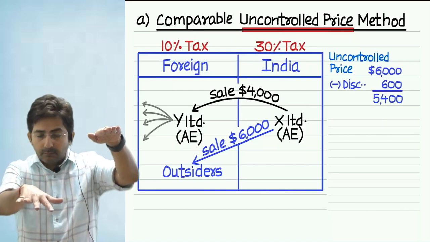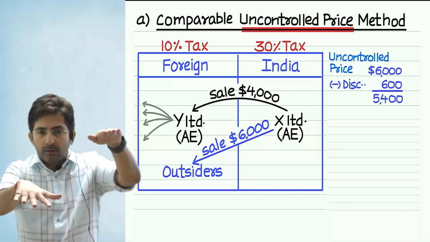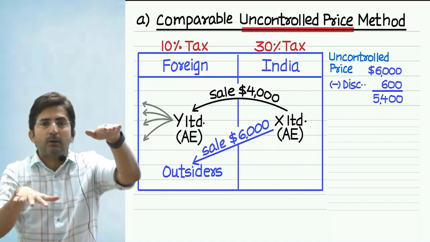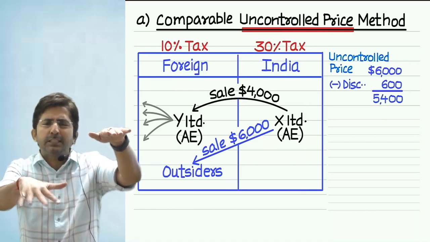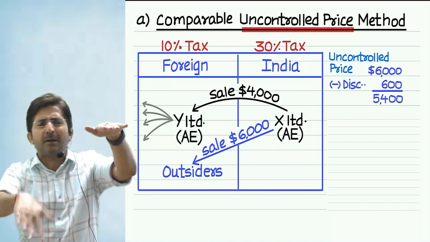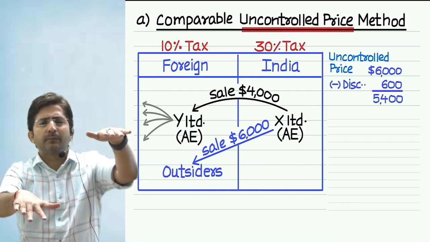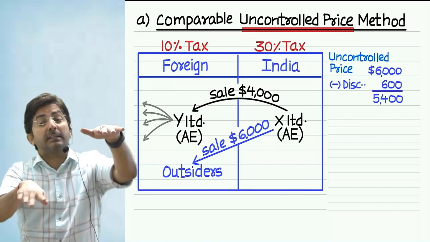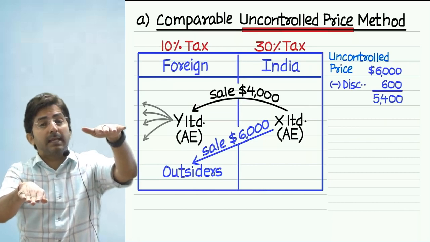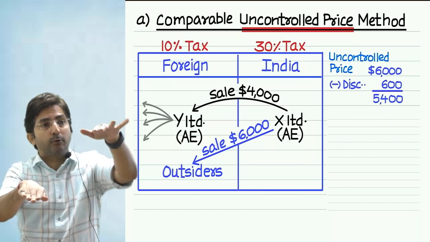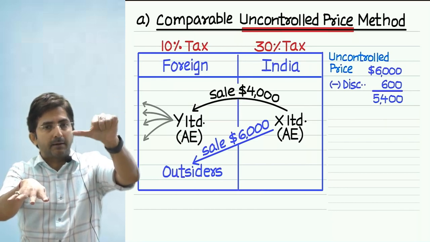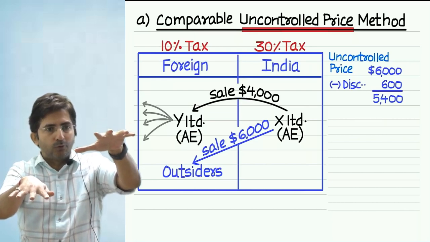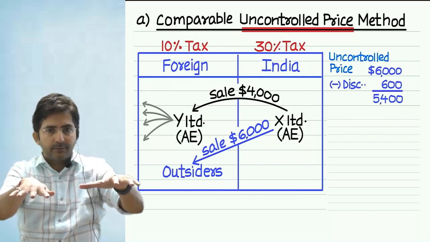But this one, why have I kept this hand low? Because between X and Y there was no warranty offered, and products without warranty are usually cheaper. So what to do now? As I told you, don't touch this thing. What is the name of the method? Comparable uncontrolled price. So I have to touch this thing. So what should I do to bring both at par? Obviously I will have to reduce it.